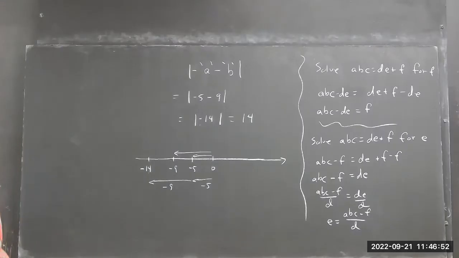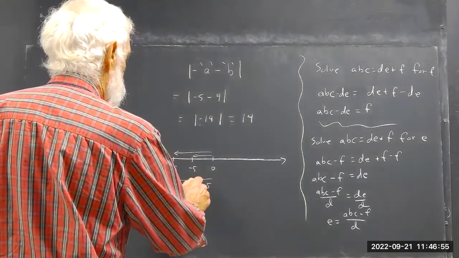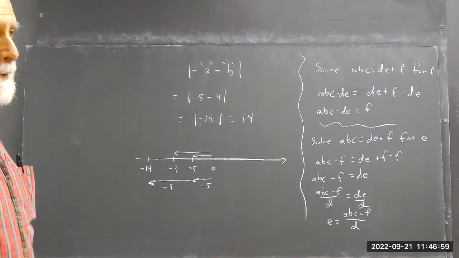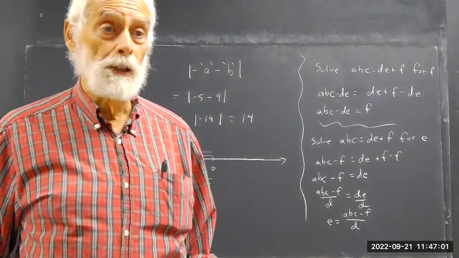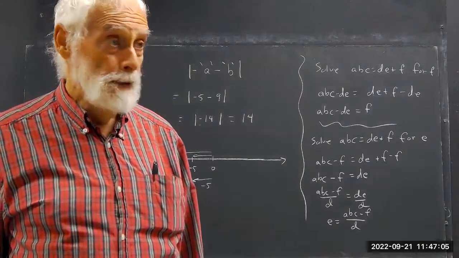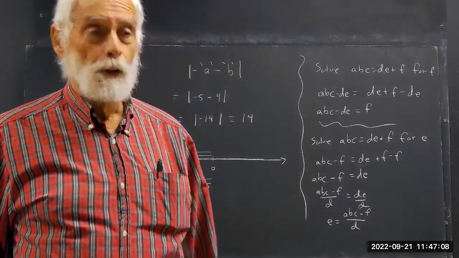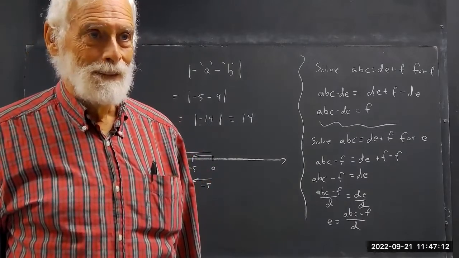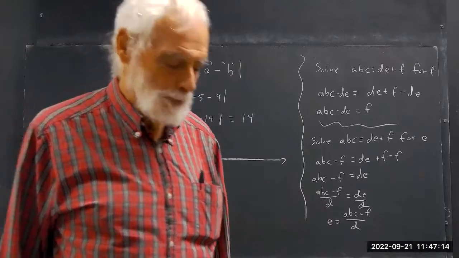Okay, so what about the absolute value of negative 14? Well, the absolute value is just how many steps you take. It doesn't care if it's to the right or left. How many steps do you have to take if you go 5 steps to the left and then 9 steps to the left?